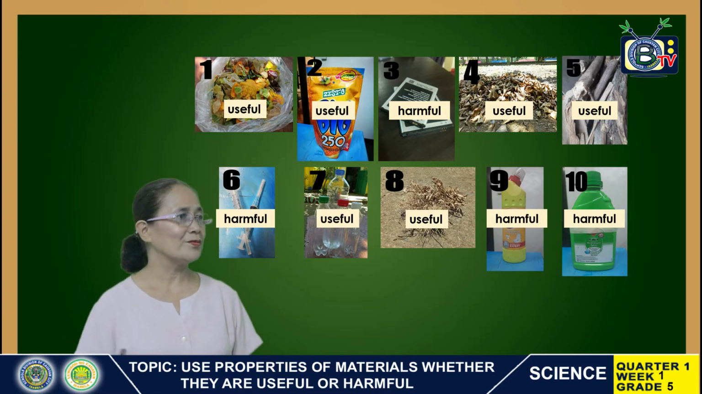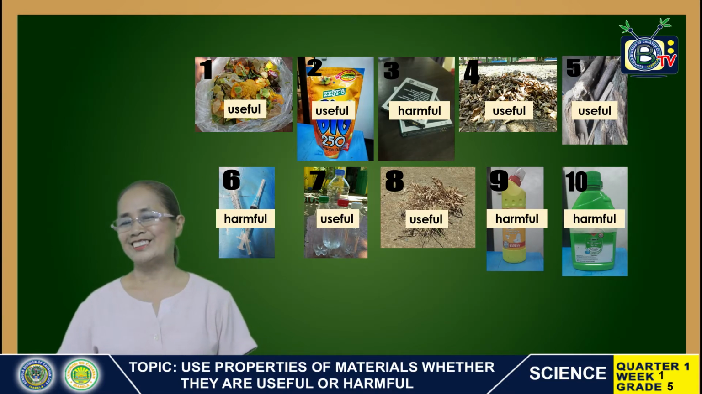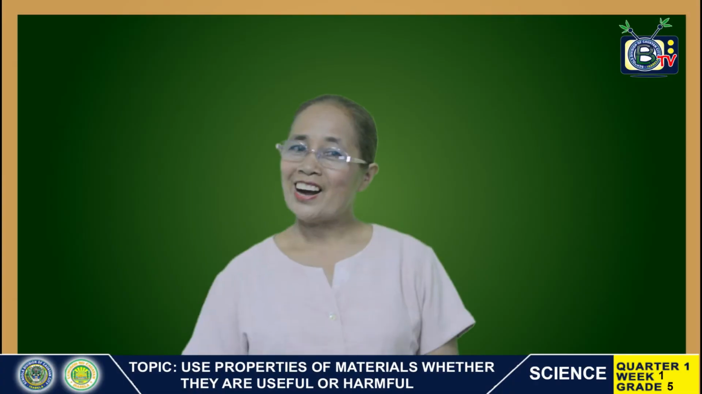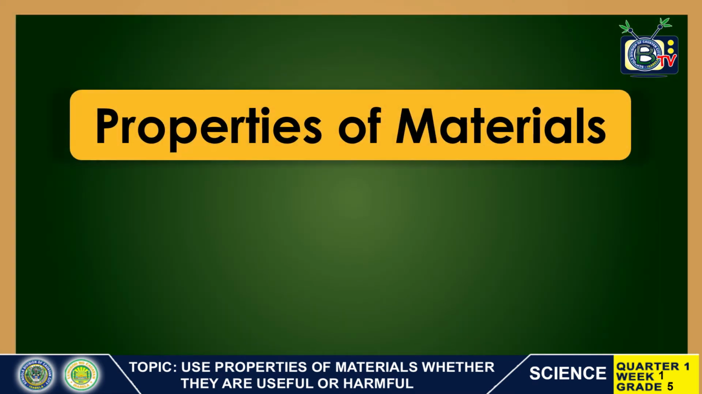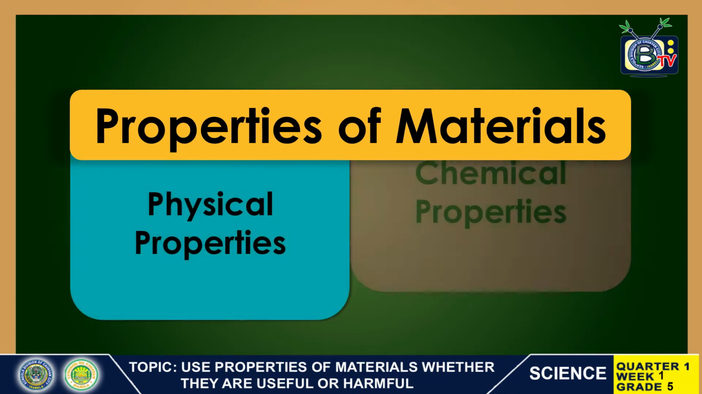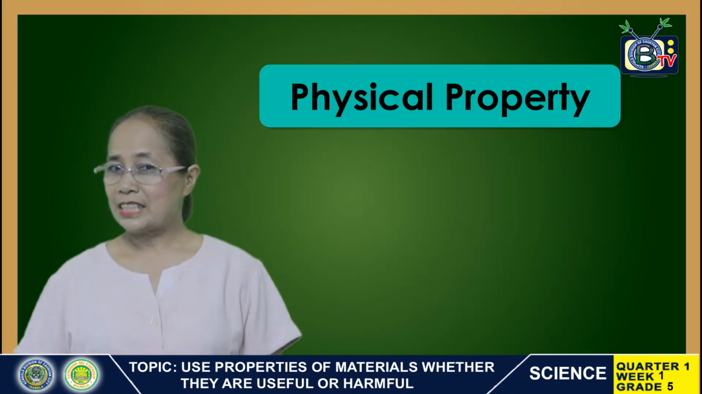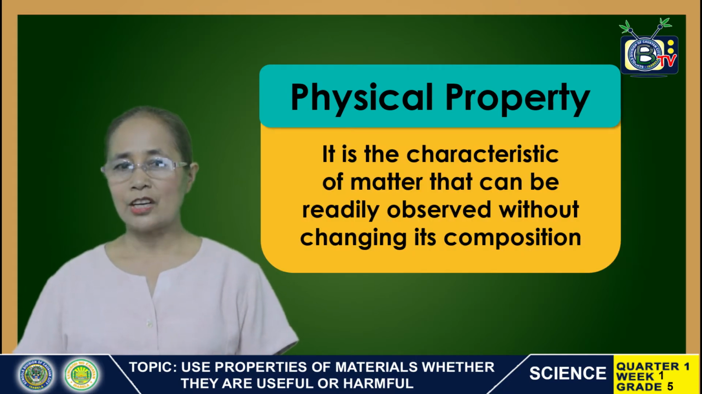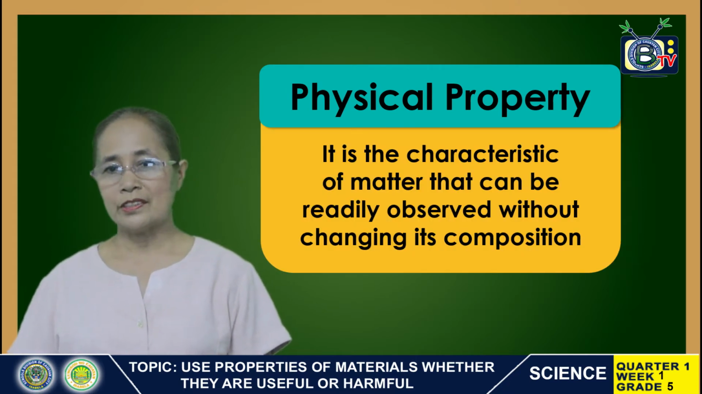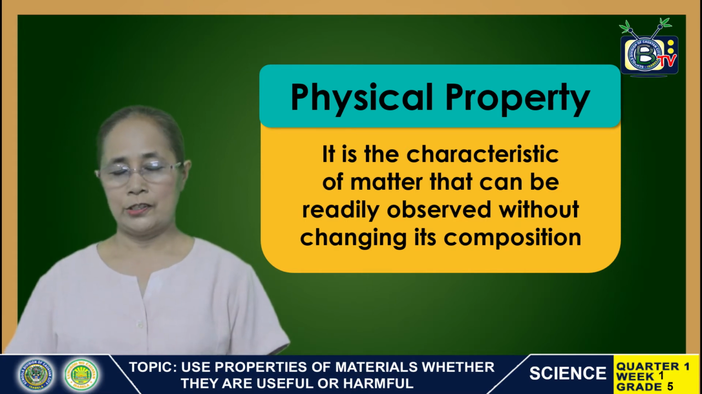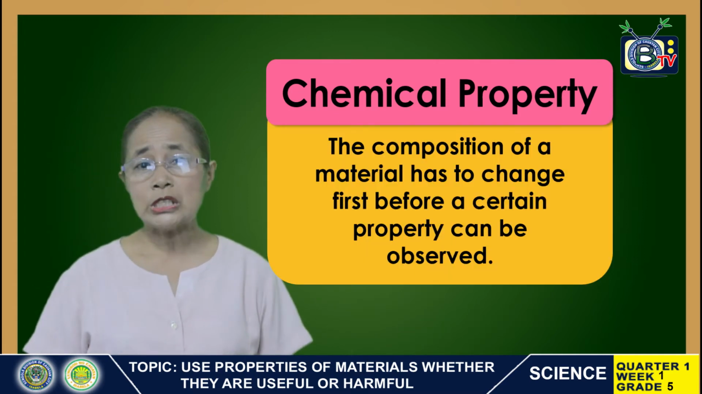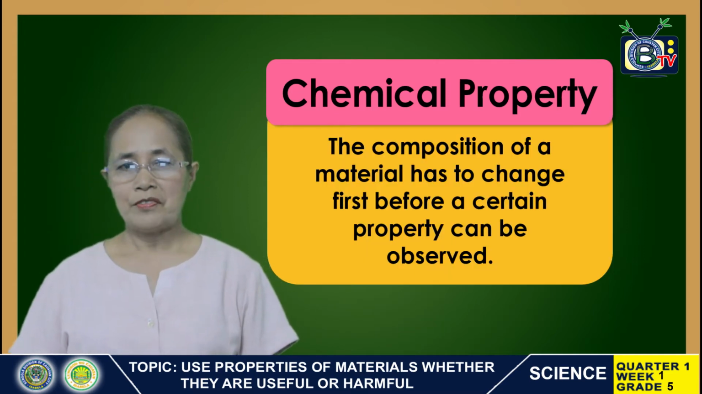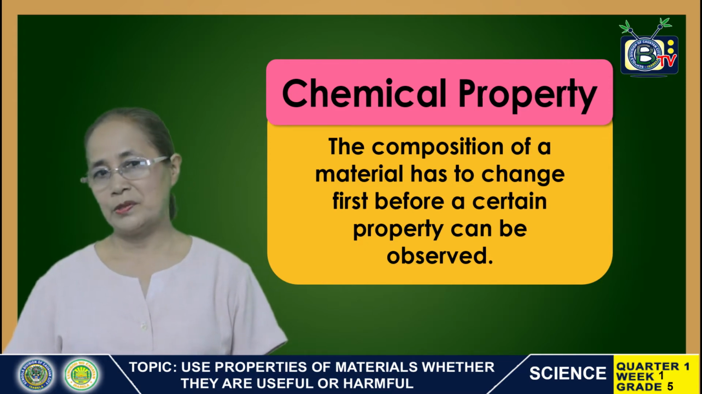Did you get all? Very good. Now, go with me as I discuss the lesson. The properties of materials are divided into two categories: the physical and the chemical properties. A physical property is a characteristic of matter that can be readily observed without changing its composition. On the other hand, for a chemical property, the composition of the material has to change before a certain property can be observed.